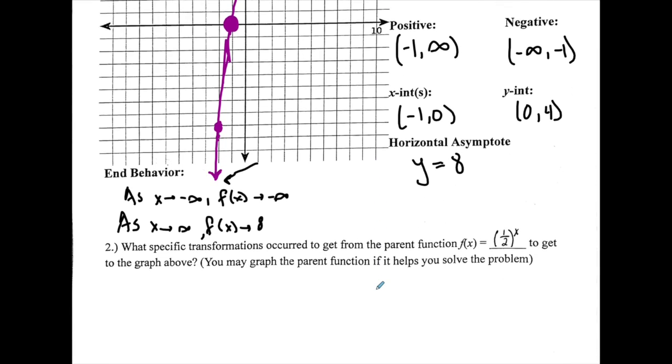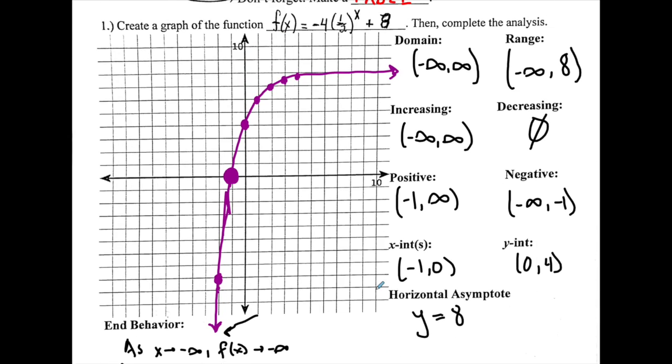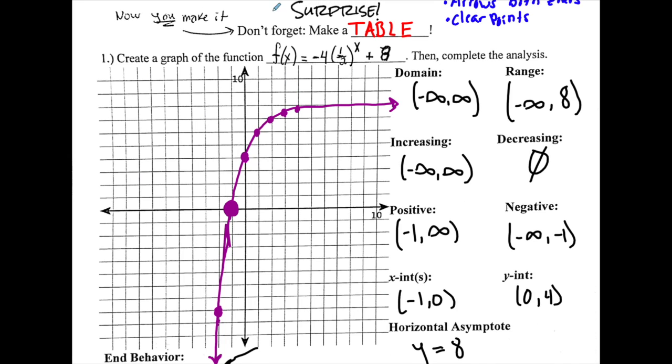Okay? One more thing. What specific transformations occurred to get from the parent function to this? Remember, I always recommend you graph the parent function. This is the parent function, 1/2 to the power of x. So it's like 2 to the power of x, but it's been reflected about the y-axis. And that has to do with the fact that the negative powers are tied to the reciprocals. And so that's exactly what we're working with, is with reciprocals.